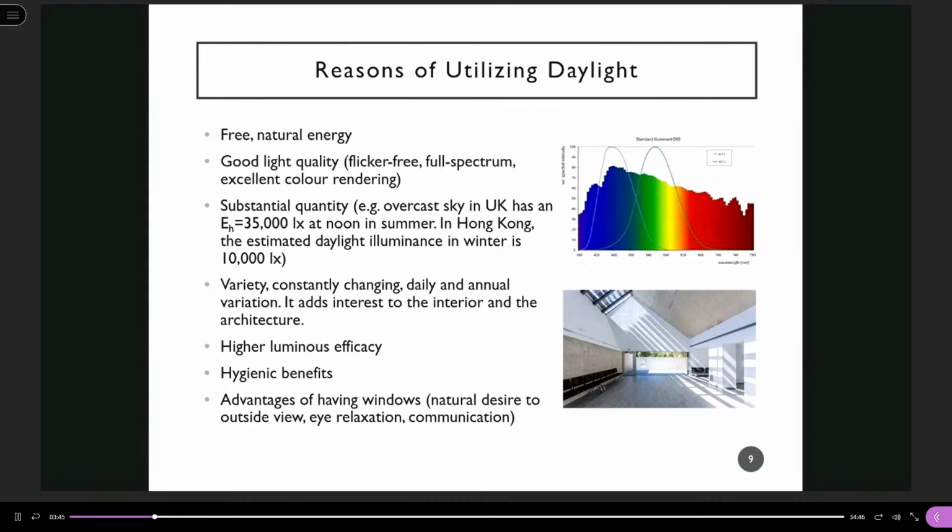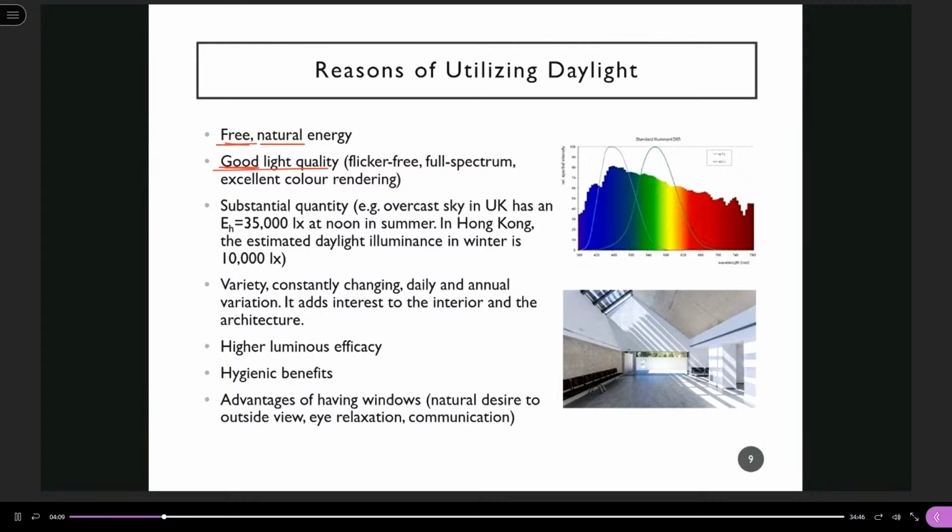But still, we should utilize daylight as far as possible, because first of all, it is free. You don't want to pay too much for the electricity fees, then utilize daylight. Switch off the lighting and utilize daylight. So it is a natural energy. It has good lighting quality, or I should say the best lighting quality.